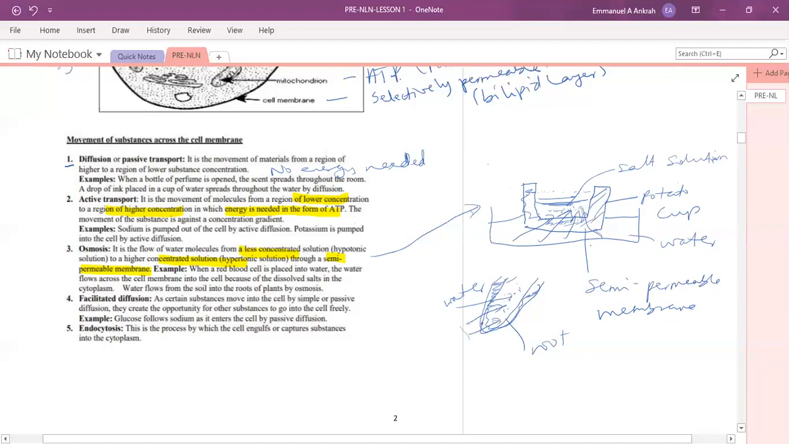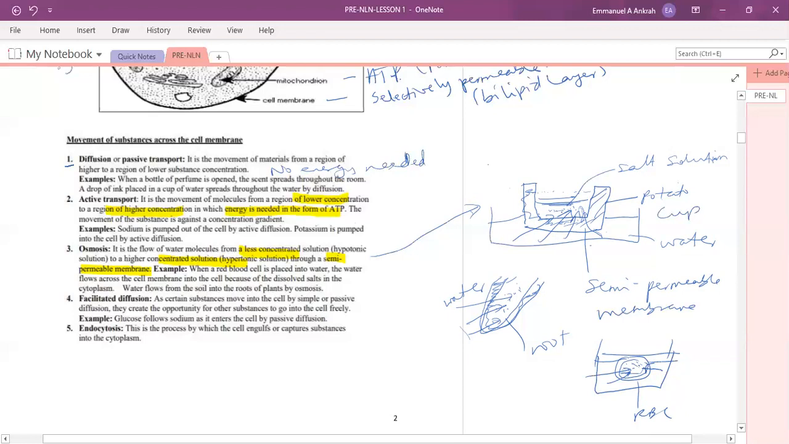The same with the red blood cell. You take a red blood cell, you put it in water, as we just discussed here. It contains a lot of dissolved salts. So the water flows into this red blood cell by osmosis. Okay. So you can have a question where they tell you that a red blood cell was put in water. After some time, the whole water turns red. What's happening? It's a form of osmosis.